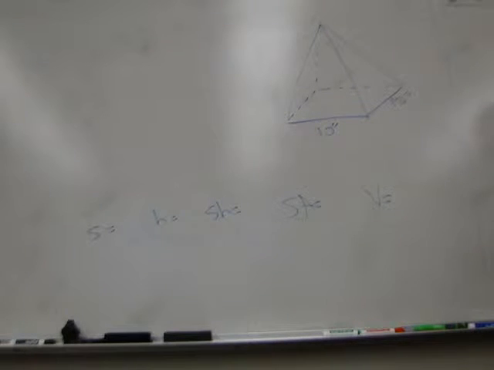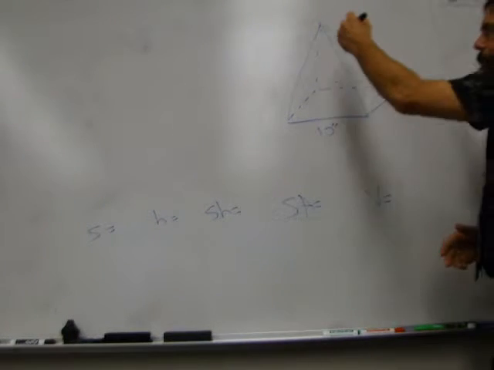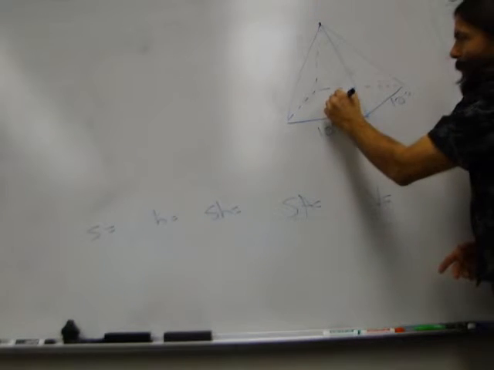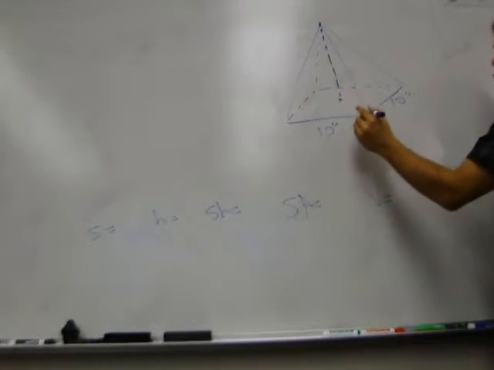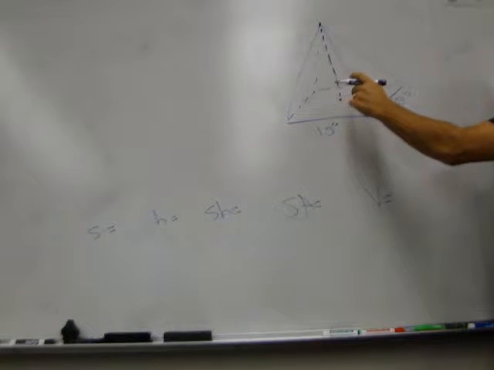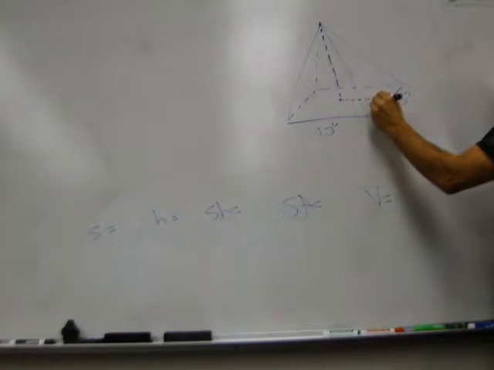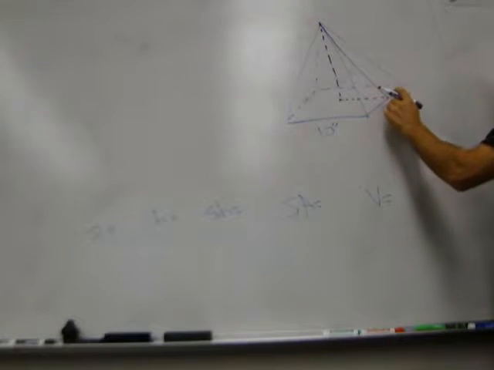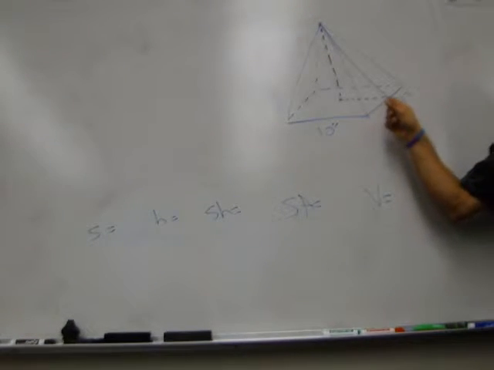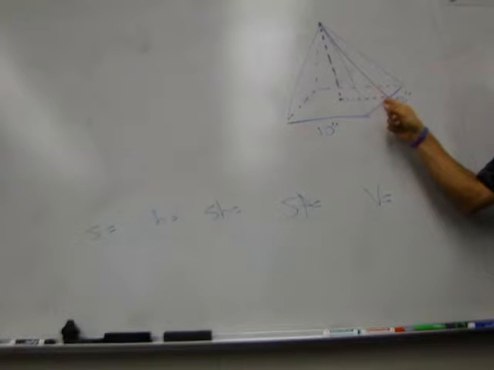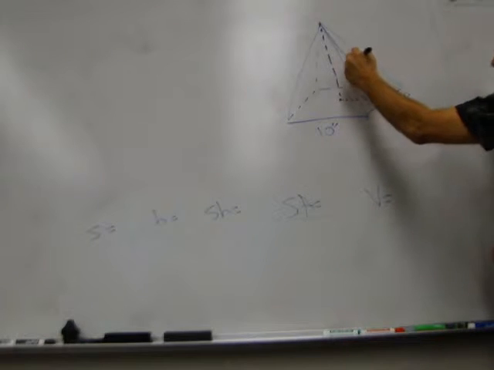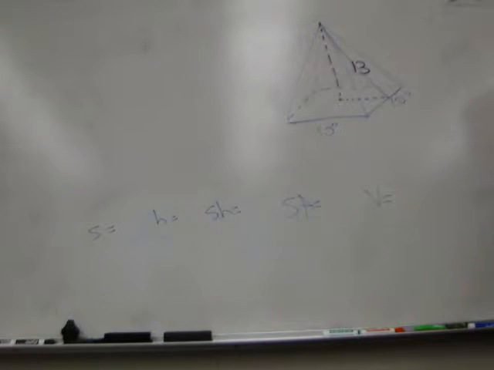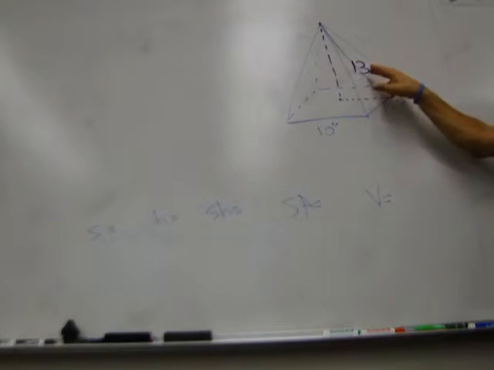One of the things we had to clarify is the height. The height goes from the vertex straight down to the center of the base. So this is the height. Do we know the height right now? No. The slant height goes from the vertex to the center of one of the base edges. Do we know the slant height of this pyramid? Yes, we do. Pay attention. It's 13. So this is 13, this is 10.